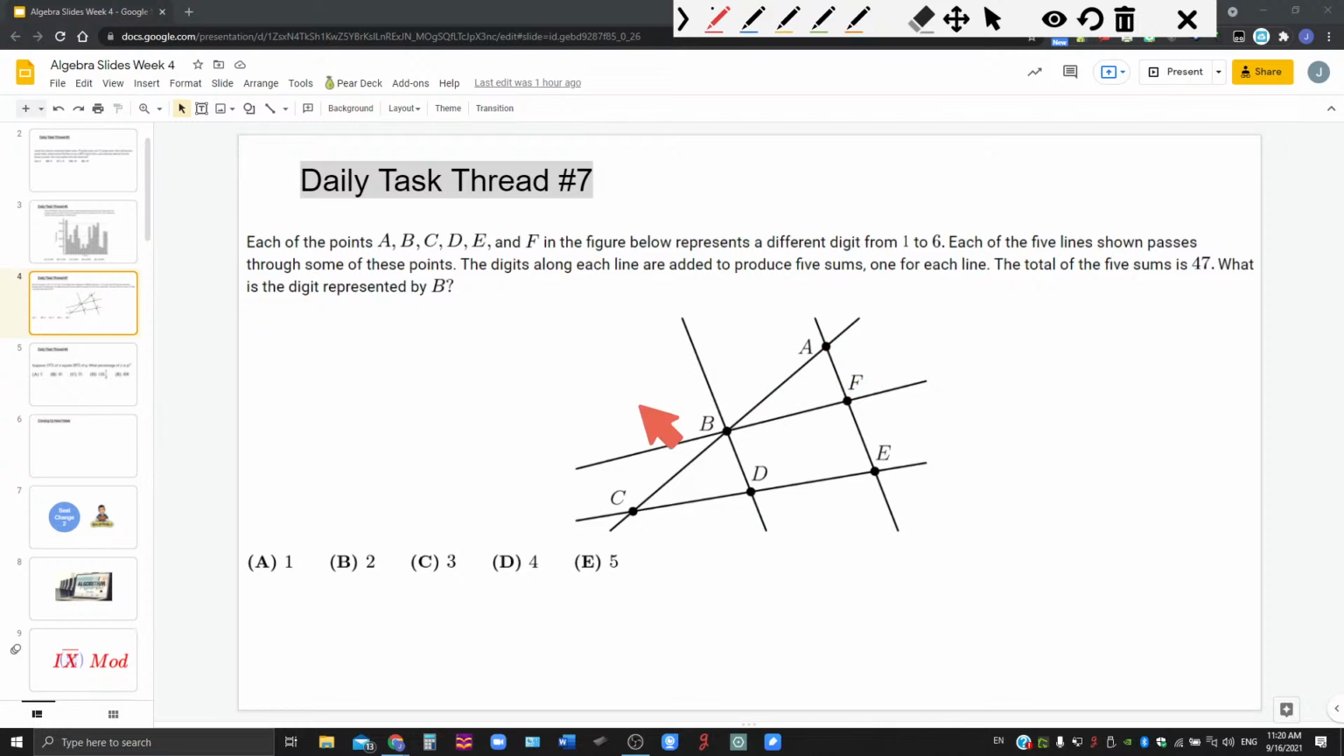And if you look at the lines, we have 2 horizontal, 2 vertical, and 1 diagonal. If we add the numbers up, and we have the sum for each line, so we have 5 sums. And all the 5 sums, the total is 47. And we want to find out what is B. What is B? And this one will need us to connect the graph to the numbers. Let me give you some time first.